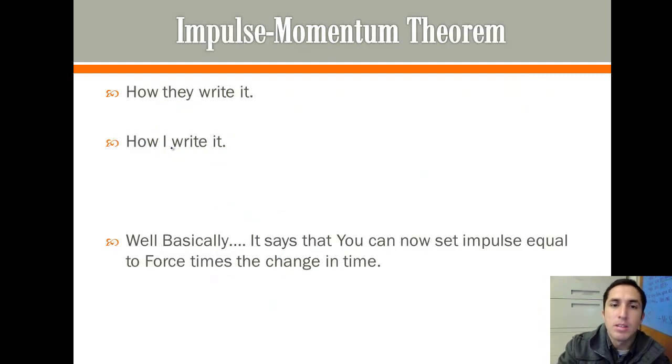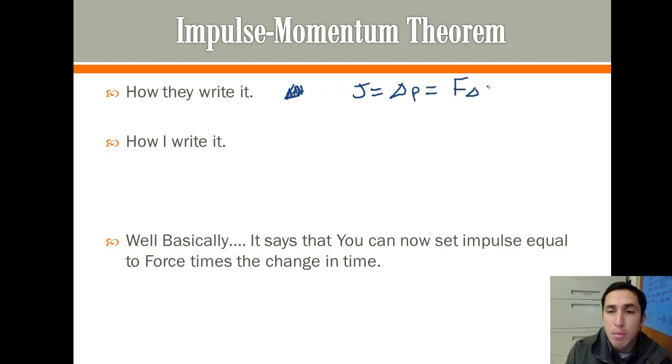Alright, here's the biggie. This is it. This is the big one right here. The impulse momentum theorem. You ready? Here we go. This is how they will write it for you. They write down J is equal to, that's impulse. Impulse is equal to your change in momentum, which is equal to your force multiplied by your change in time.